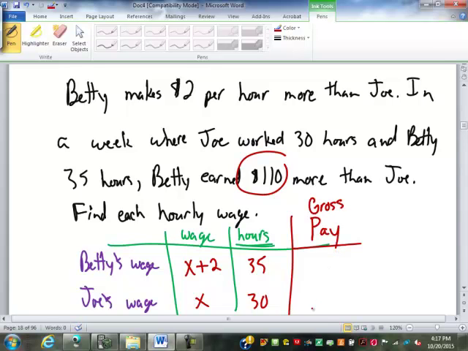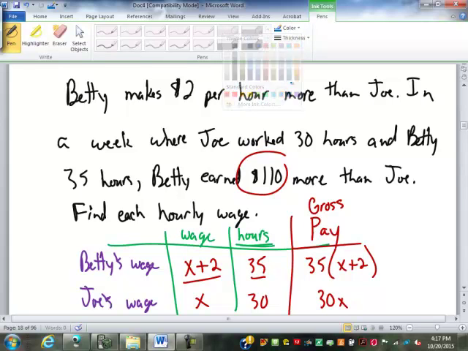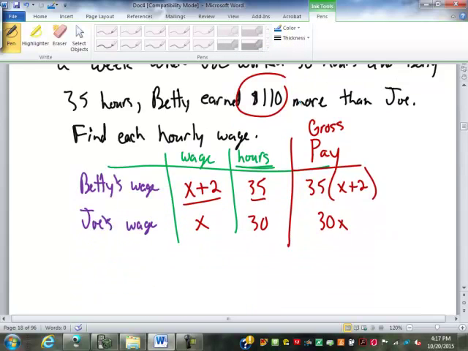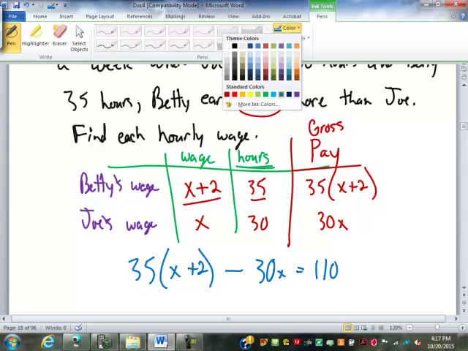Their gross pay. Betty's gross pay is her hours times her wage, so 35 times x plus 2. Joe's gross pay is his hours times his wage, so 30 times x. So the difference between those, and of course we know that Betty earned more, so it's going to be Betty, 35 times x plus 2, minus Joe, so minus 30x, equals 110.